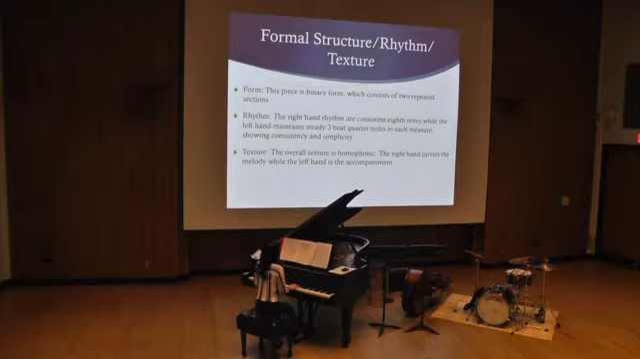Since it's a very short piece, I'm going to talk about the form, rhythm, and texture. So the form, as you can see, is a binary form as well. Both sections are repeated, but the B section is different from the Mozart. It didn't go back to the A section. And the rhythm, as you can see, the right hand is a consistent 8th notes, while the left hand maintains a steady quarter beat.